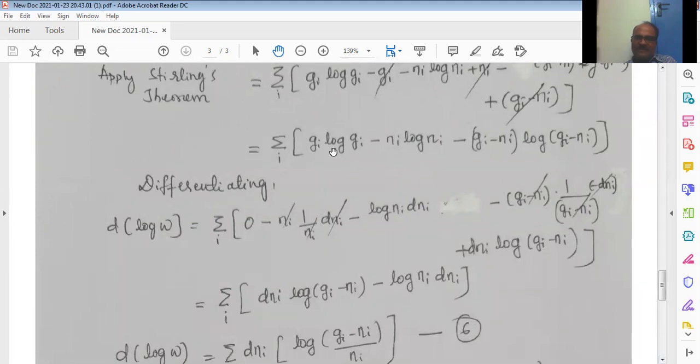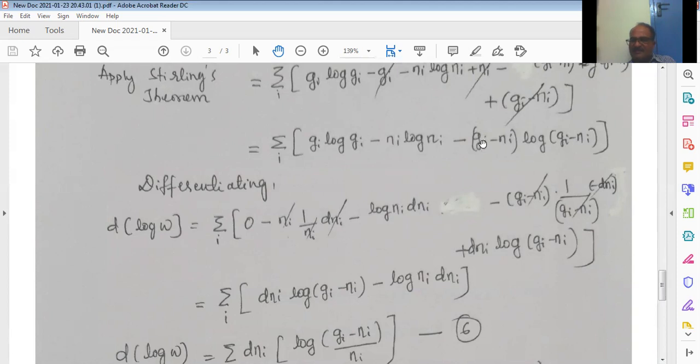Next, we have to differentiate this equation. So therefore, differentiating, d log of omega is equal to summation over i, and the differentiation of this first term is 0, because Gi is a constant. So therefore it becomes 0. The differentiation of this term becomes 0, and we will differentiate this term using the product rule. So it is Ni into 1 by Ni dNi minus log of Ni into dNi. So differentiation of this term is over.